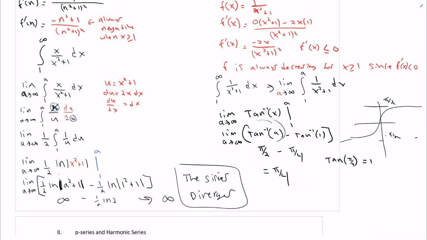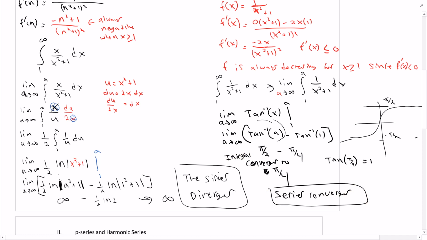However, I shouldn't be using equals, right? I should be using converges to. That does not mean the series converges to pi over 4, right? That simply means that the series converges. So this is the integral. The series converges. We'd have to do some other tests to figure out what it converges to. So again, this test tells us whether it converges or diverges, but it will not tell us what the series converges to.